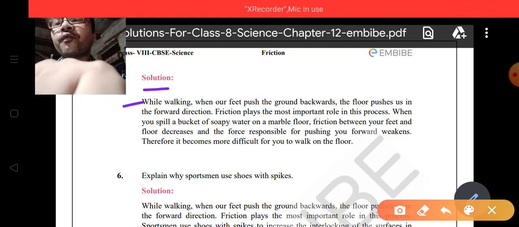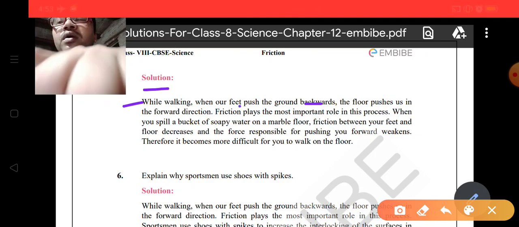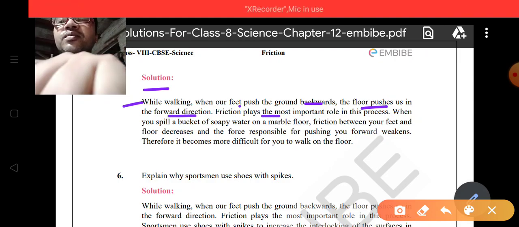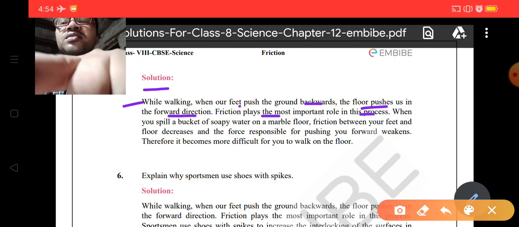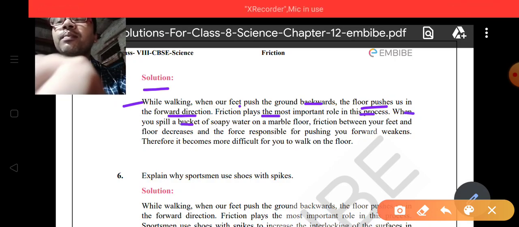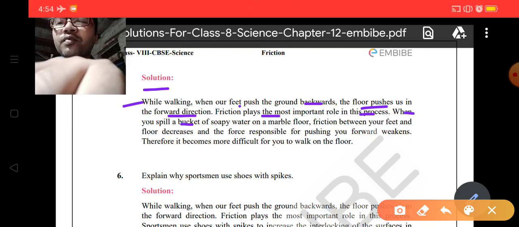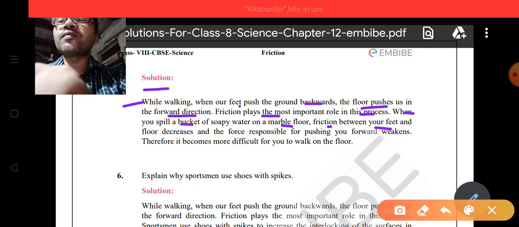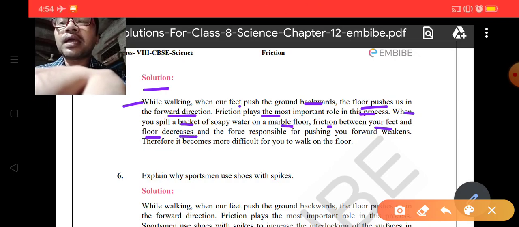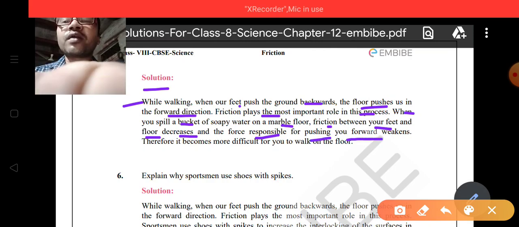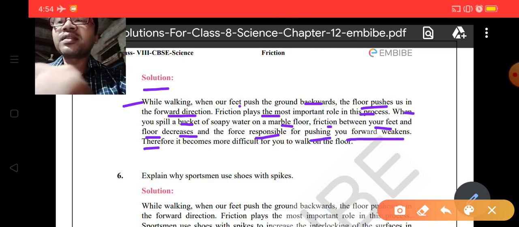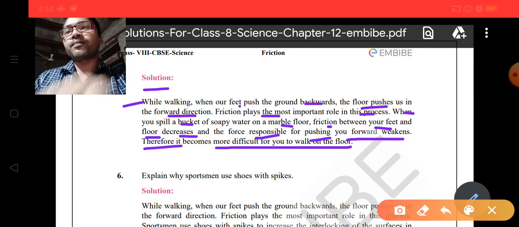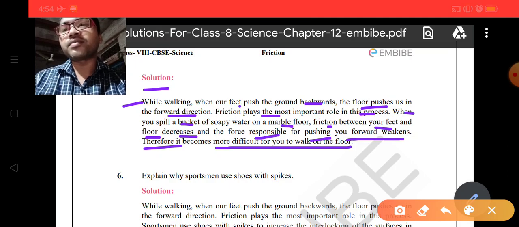While walking, when your feet push the ground backward, the floor pushes us in the forward direction. Friction plays the most important role in this process. When you spill a bucket of soapy water on marble floor, friction between your feet and the floor decreases, and the force responsible for pushing you forward weakens. Therefore, it becomes more difficult for you to walk on the floor. So this is a very interesting answer to the question.